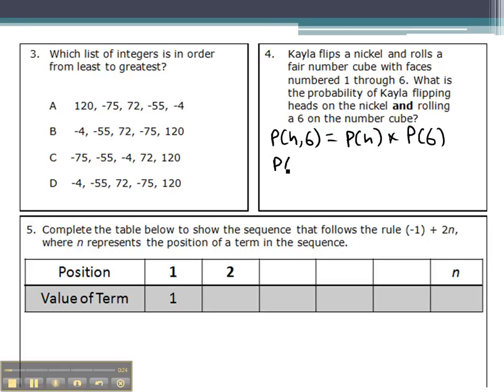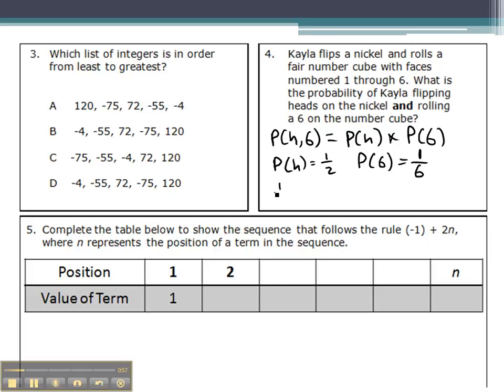The probability of flipping heads is 1/2 because there are 2 possible outcomes and 1 successful, or favorable, outcome, heads. There's only 1 way you can flip heads and 2 possible ways to flip the coin, heads or tails, so 1/2. And the probability of rolling a 6: there's 1 six on the die, but 6 possible numbers. The sample space is 1, 2, 3, 4, 5, and 6. So there's 6 possibilities, but you can only win with a 6.